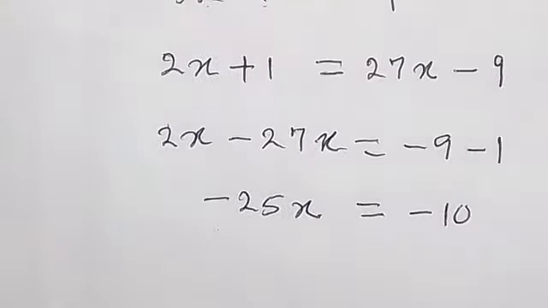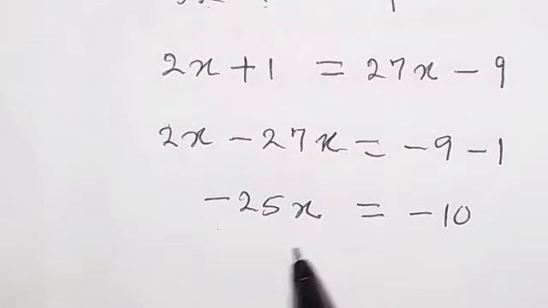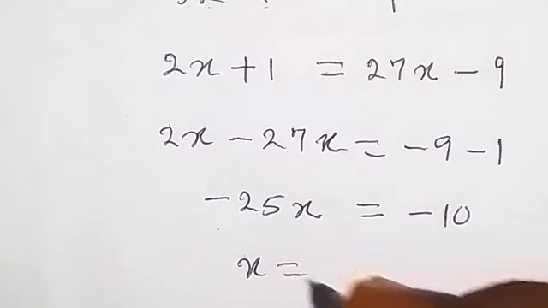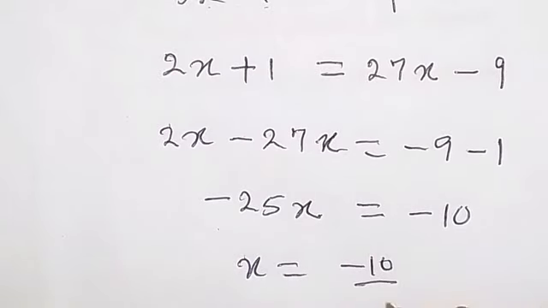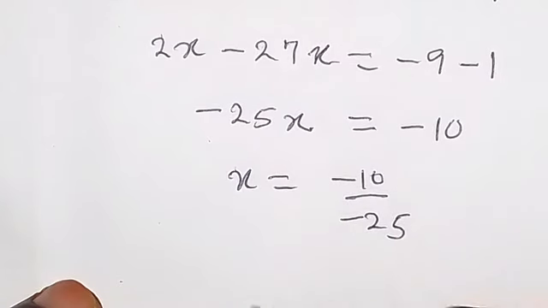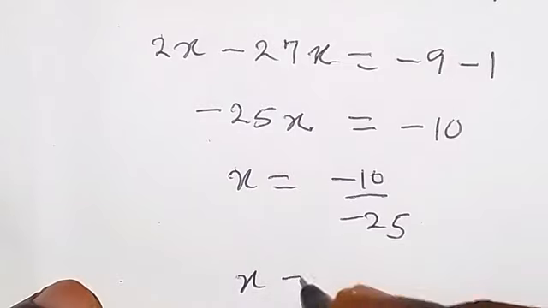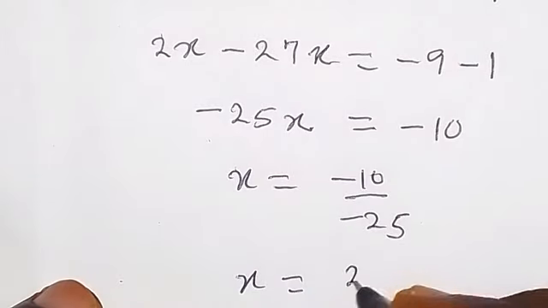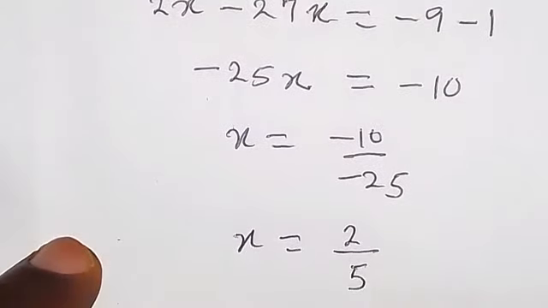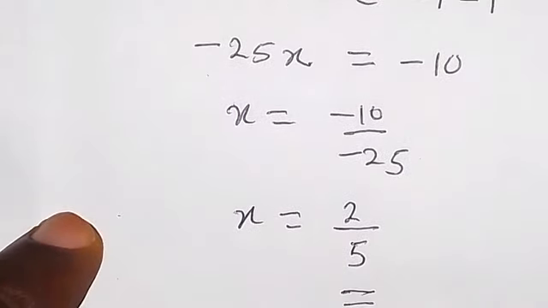So we are finding x. Divide both sides by the coefficient of x, which in this case is minus 25. That means x equals minus 10 divided by minus 25. Minus cancels minus, and 5 can go as well. We now have 5 in 10, that's 2, and 5 in 25, that's 5. So x equals 2 over 5. That's the solution to that.